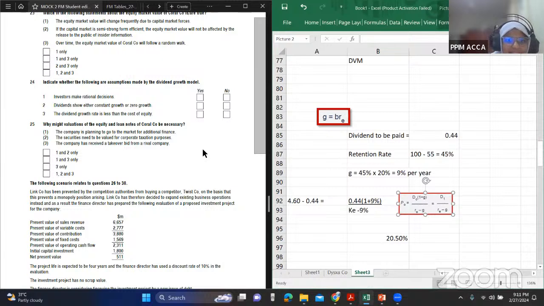The company has received a takeover bid from a rival company. In that case, they should know the market value of their equity. Only if they know what their market value is will they realize whether this is a good bid. Are they giving us a good price? Only then will you know if the rival is giving you a good price and whether you should take it or not. So for 3 also you need valuation. So 1 and 3.